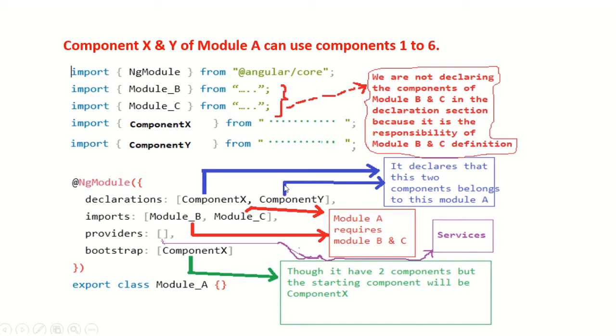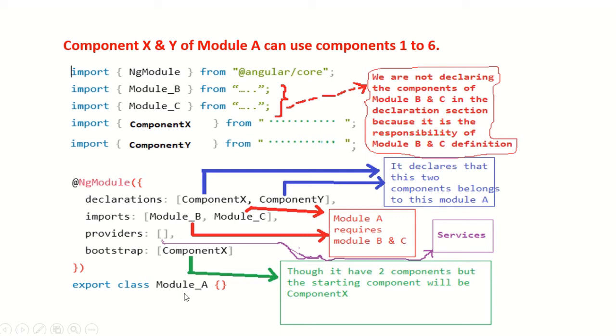So if we just see this picture, you will have all the idea. So services, if you go to services, the providers will contain services. Which service we are injecting from outside into module A.